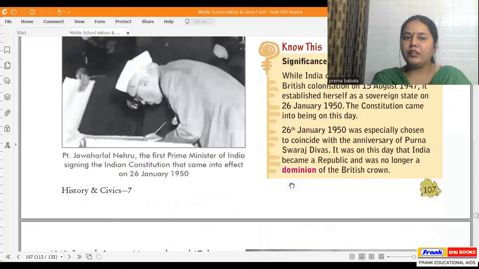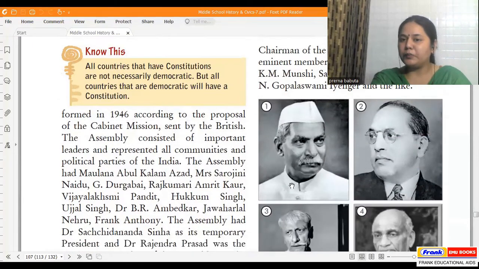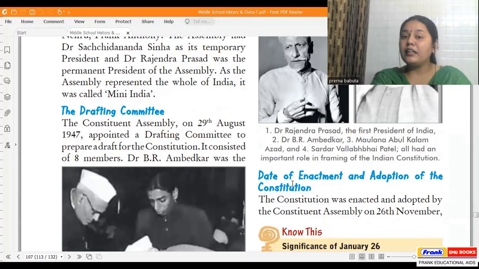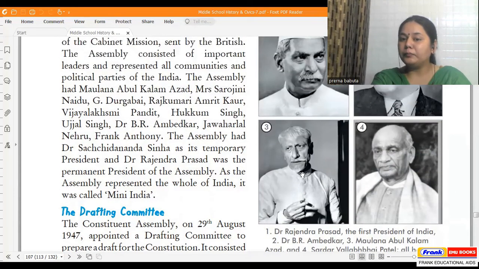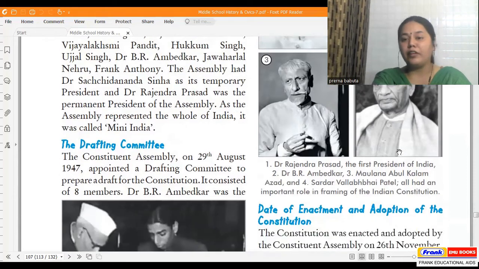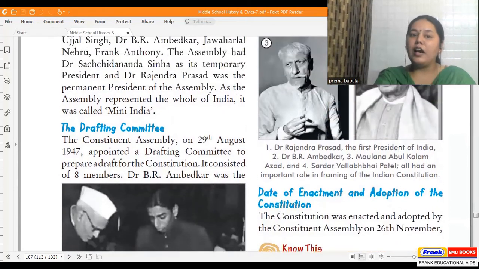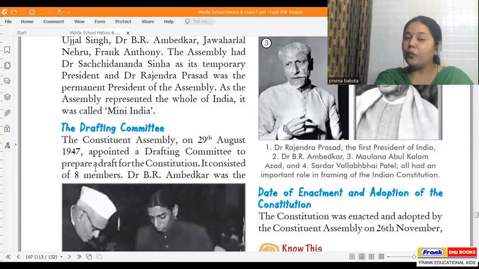Okay. So this is talking about the drafting committee. You can see, this is Dr. Rajendra Prasad. We've already spoken about him. Second is Dr. B.R. Ambedkar, third is Maulana Abdul Kalam Azad, and fourth is Sardar Vallabhbhai Patel. Okay, and the drafting committee. The Constituent Assembly on 29th August 1947 appointed a drafting committee. Remember these dates and years. On 29th August 1947, the drafting committee was appointed. Why? To prepare a draft of the constitution.